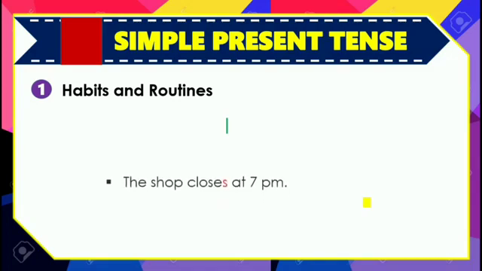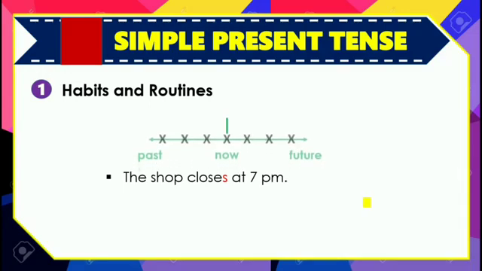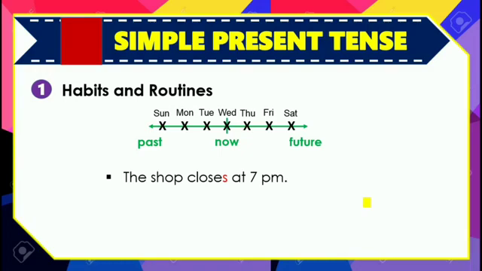Say for example, we have number 1, the shop closes at 7 p.m. Now this action is done regularly. Now you see a timeline on the screen. If it is a shop that opens for 7 days in a week, you know that every 7 p.m., from Sundays to Saturdays, this shop closes at 7 p.m. You can see that it repeats. Now this is a routine.